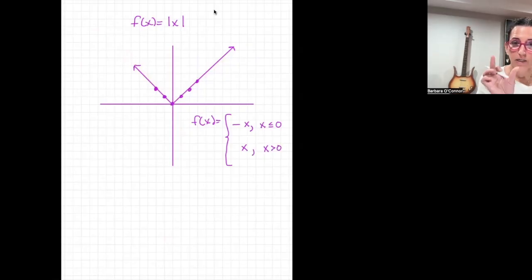So you're taking the two individual linear equations and putting them together for different values of x, and that creates your piecewise function. I hope this was helpful.